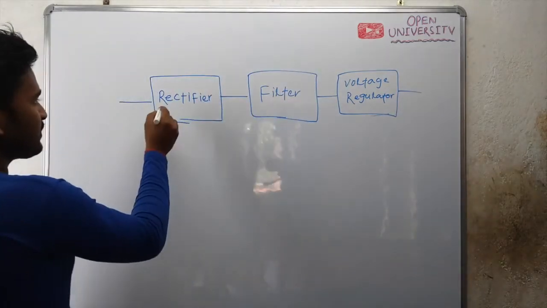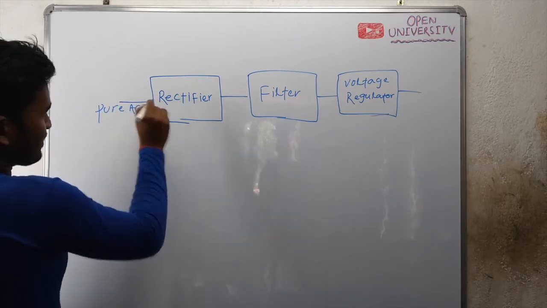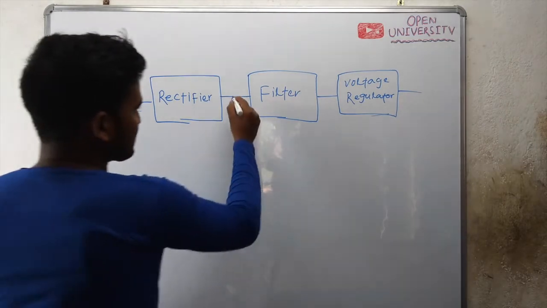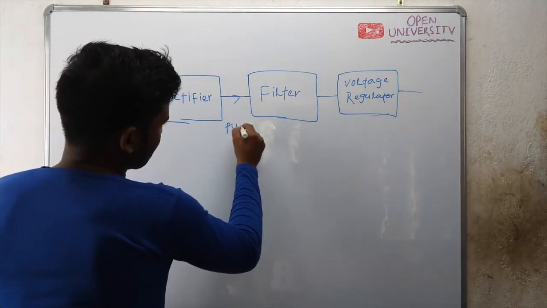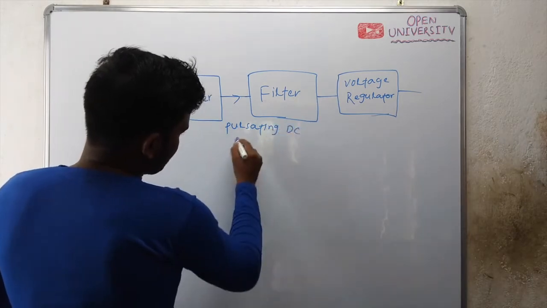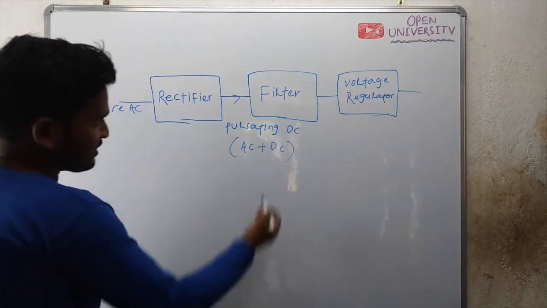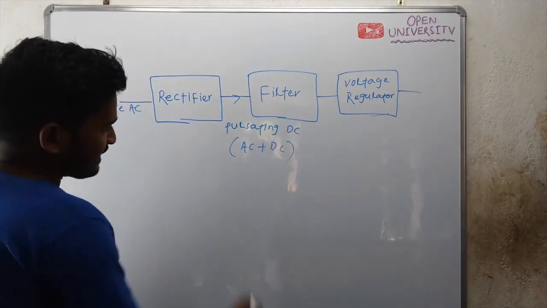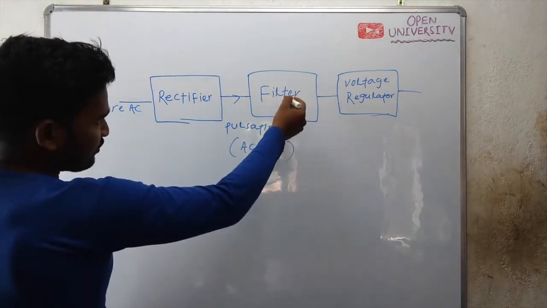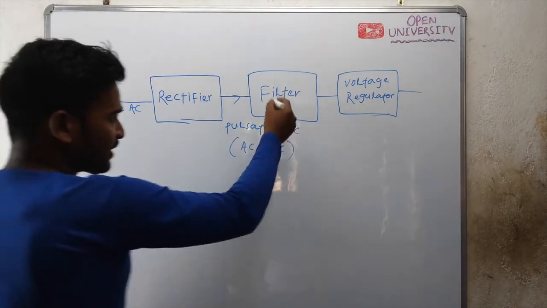The input to the rectifier will be a pure AC signal, and the output of the rectifier will be pulsating DC, which is a combination of AC plus DC. Okay, pulsating DC means mixture of AC and DC. This AC is unwanted. Okay, and what will be the filter input? AC plus DC, and this unwanted AC will be removed by the filter.